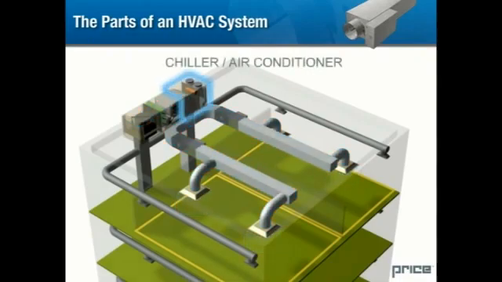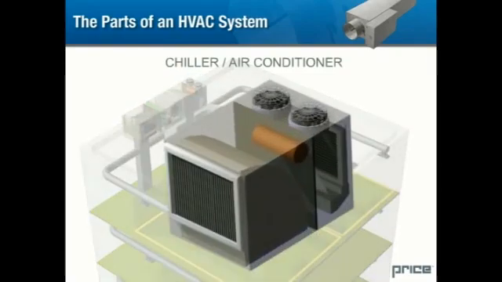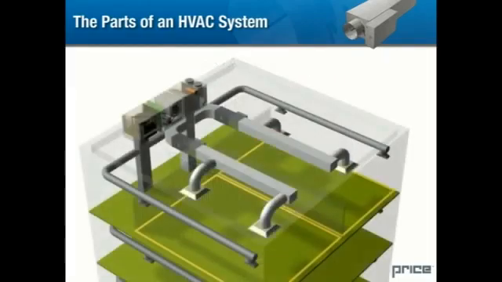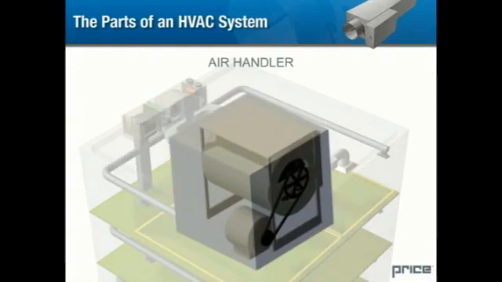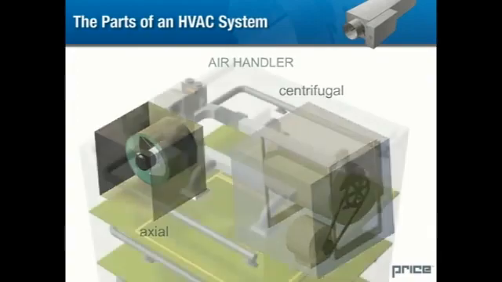The chiller or air conditioner utilizes heat exchangers and circulated fluid or gas to cool the air that is passed through it. The air handler is a fan or a blower that moves air throughout the building's ductwork. Axial or centrifugal fan types may be found in the air handler.